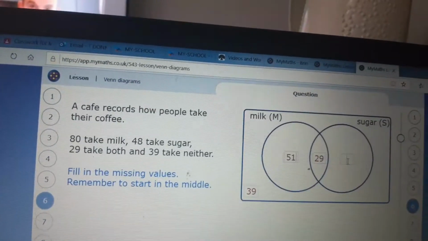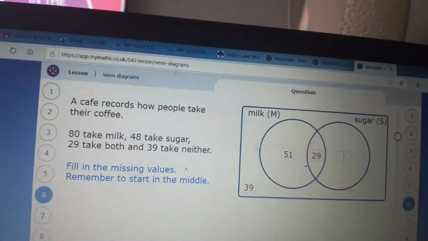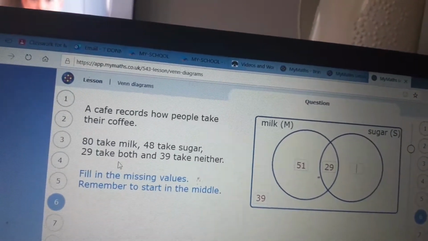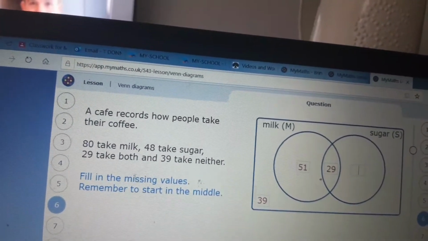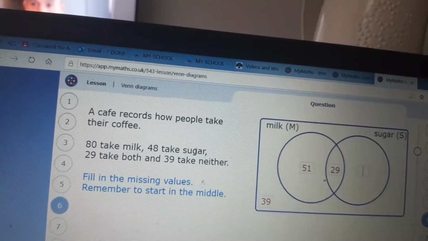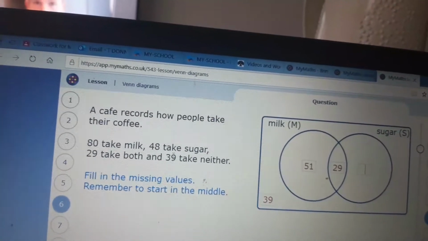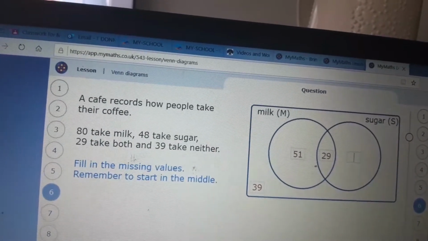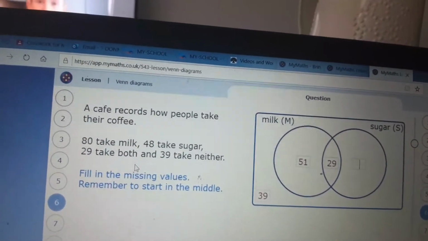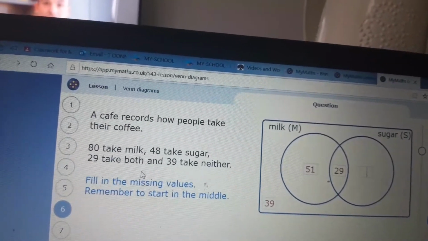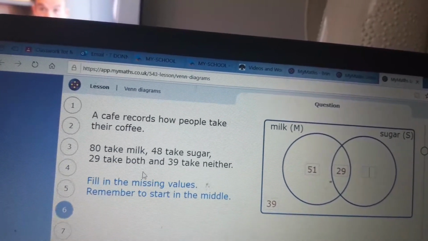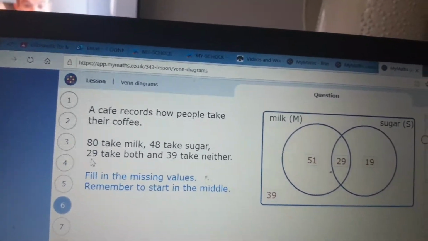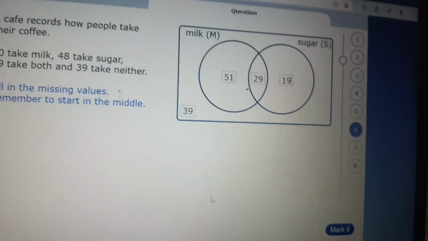There are various ways to do this other one. We don't know the total number of people, so we'll do 48 people that take sugar and take away the 29. So 48 take away 29 is 19. That's right. Let's see.